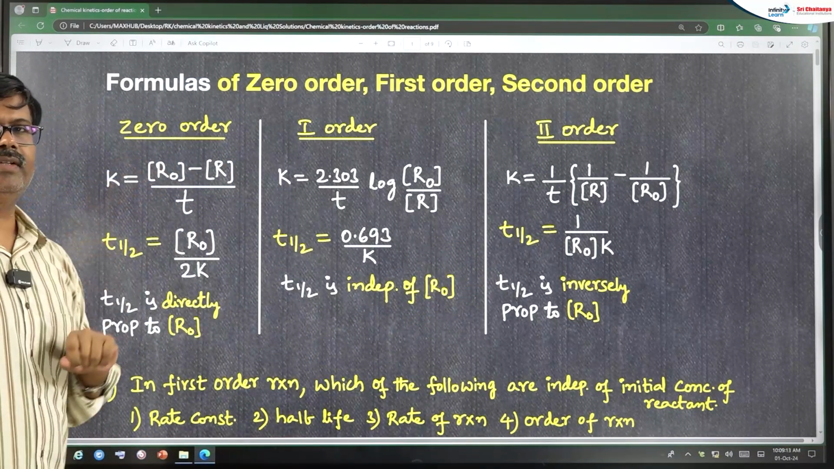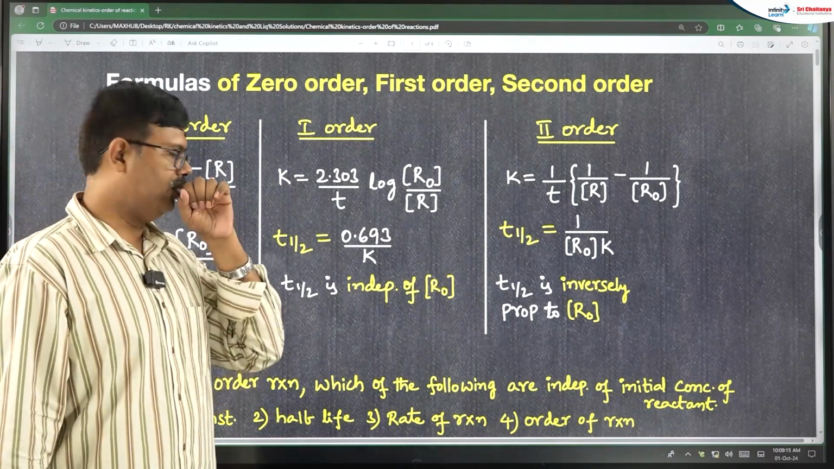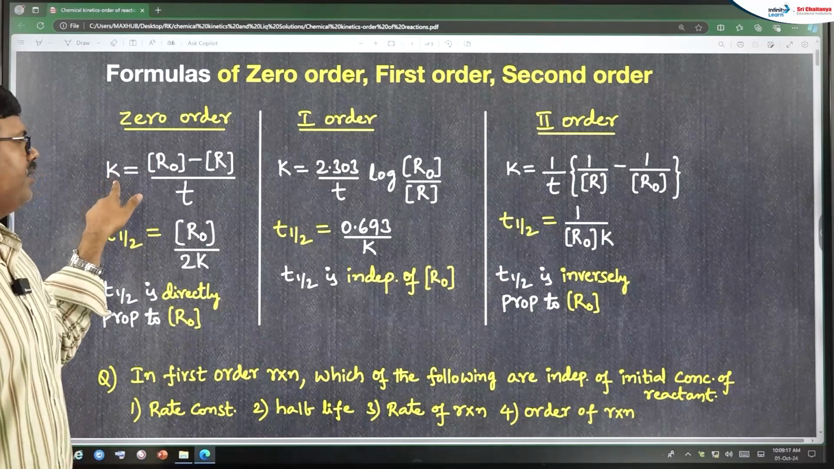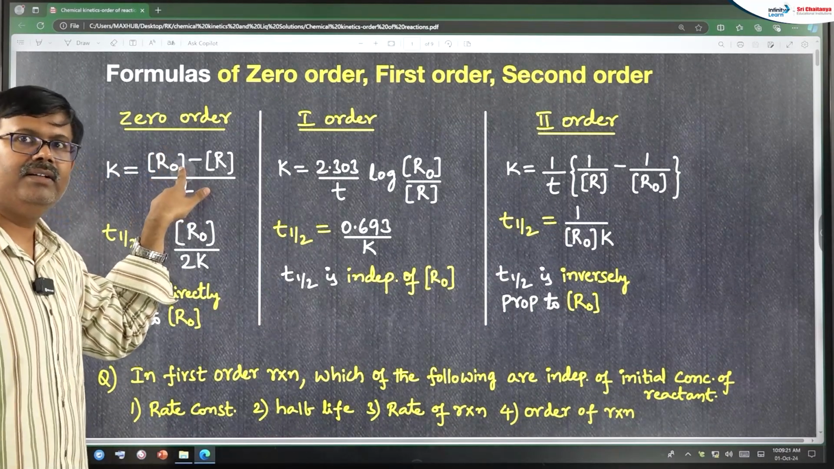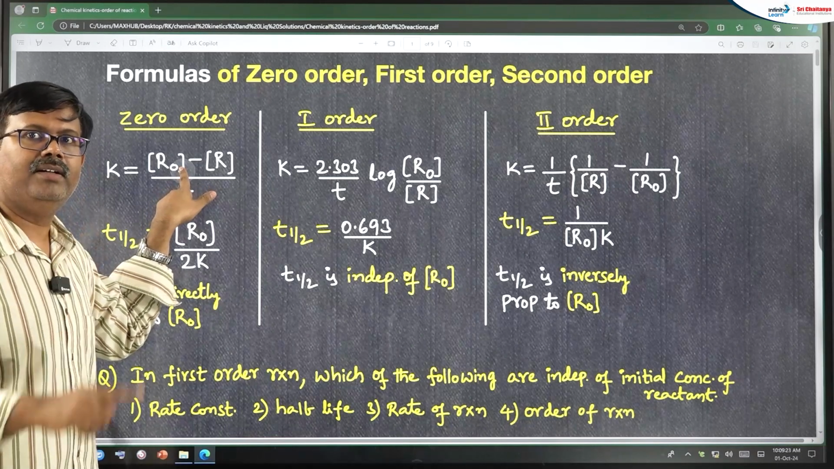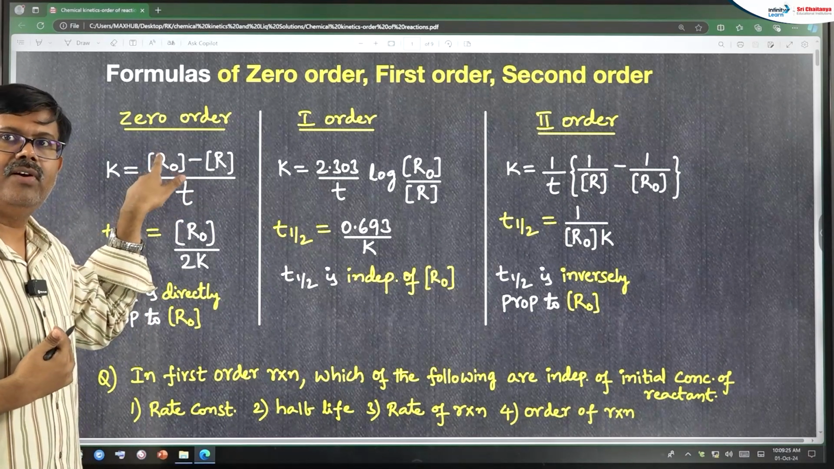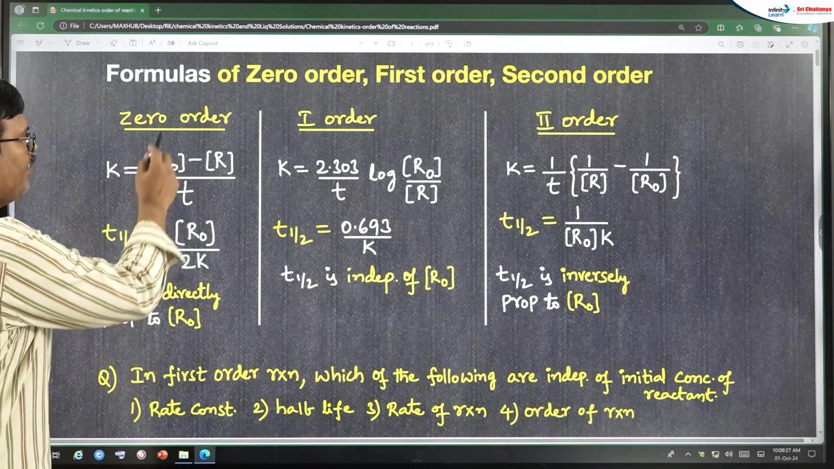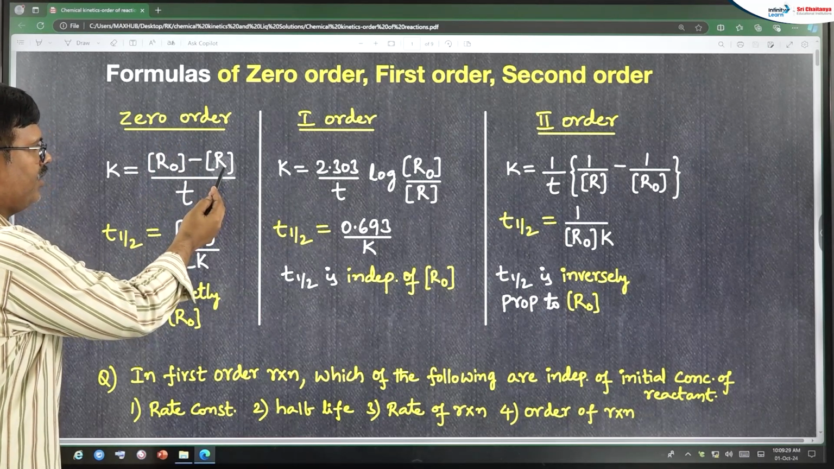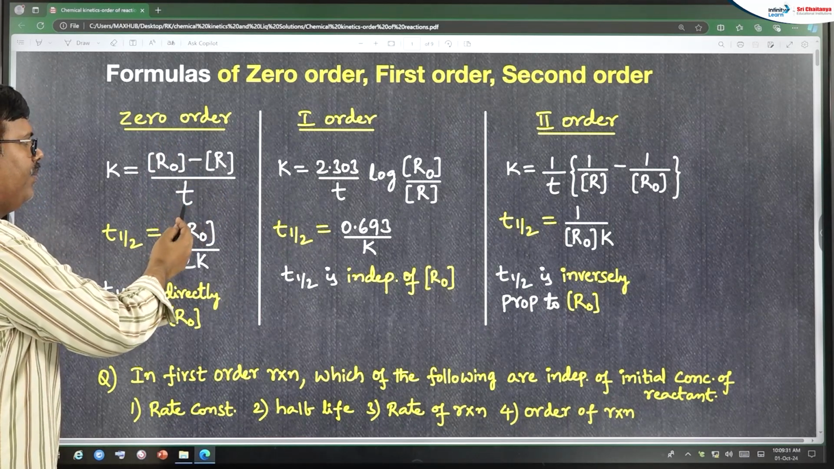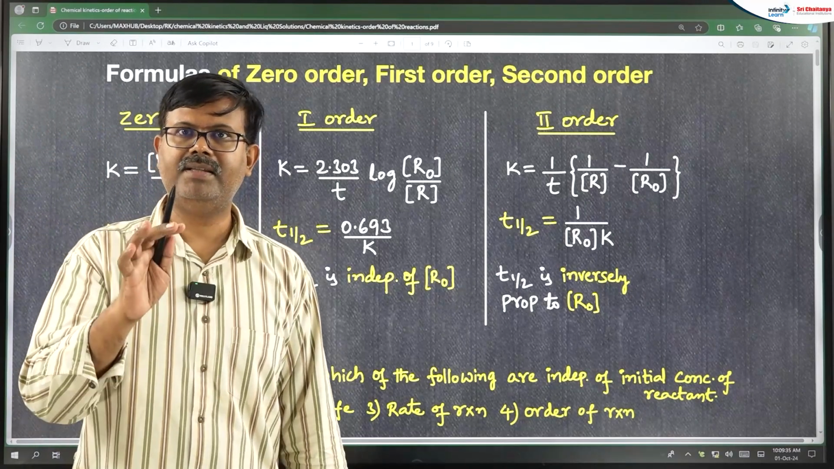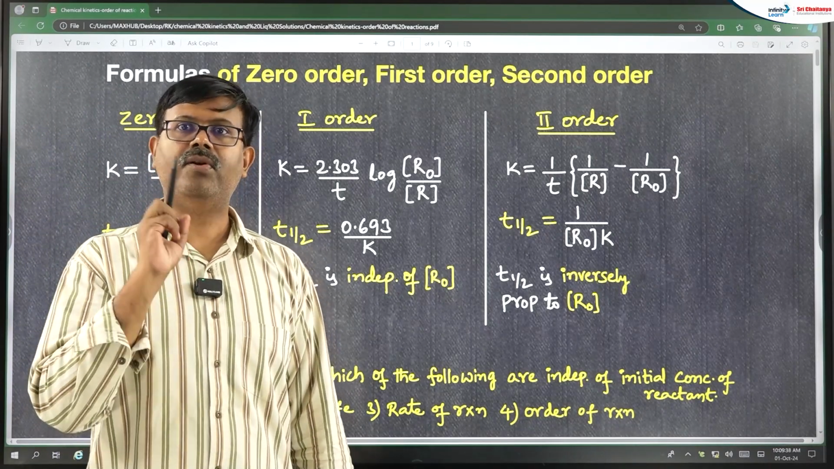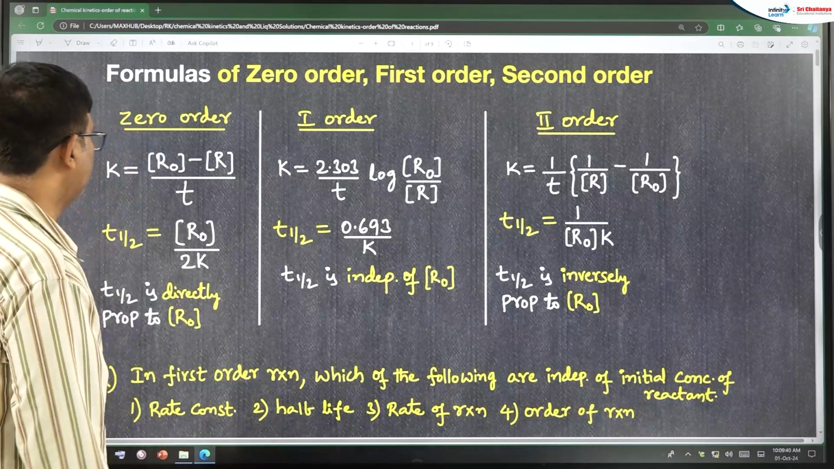Zero order reactions. In zero order reactions, the rate constant formula is the initial concentration of reactant, focus only on the reactant, not on the products, minus the final concentration of reactant, divided by time. That is R naught minus R by time. That is the zero order rate constant formula.